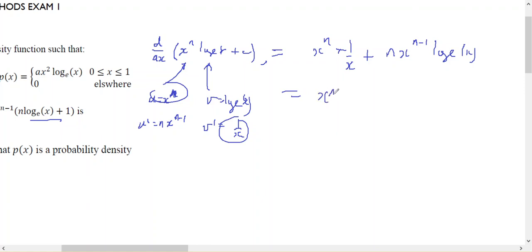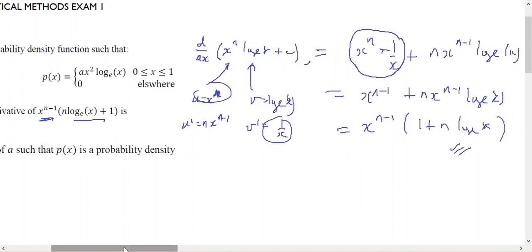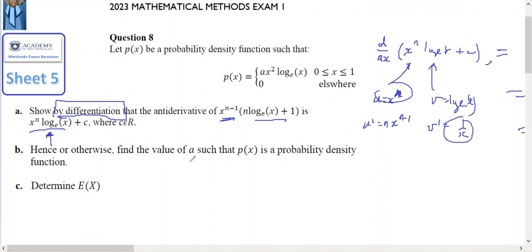gives me x^(n-1), because this will combine and the x will have one less x because it cancels to give you n minus 1 of them, plus n x^(n-1) log_e(x). And what form do I have to put it in? They take out a common factor, so it equals x^(n-1)(1 + n log_e(x)). That is what I need to show in part A. Beautiful.